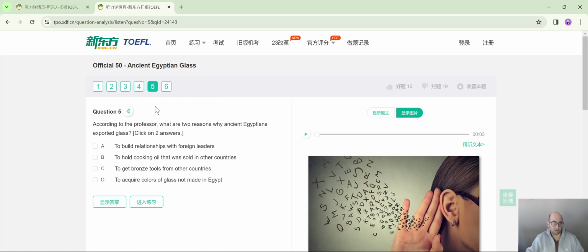All right, so one last one. Question 5: according to the professor, what are two reasons? So this time they're not talking about qualities or attributes, but we have two reasons, that's fine. Why ancient Egyptians exported glass? Okay, so what are they? We gotta find this in our notes. So okay, exported glass, these are the keywords.